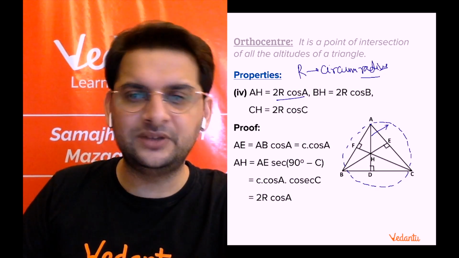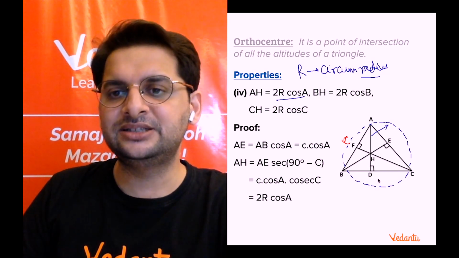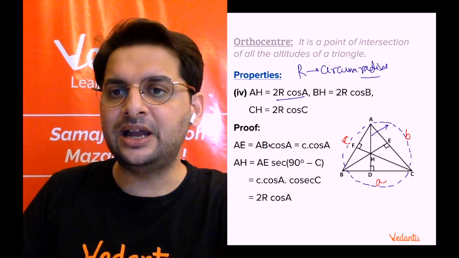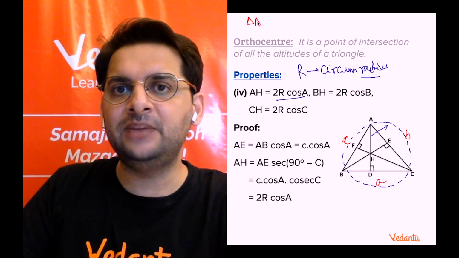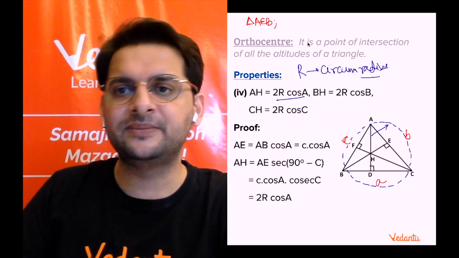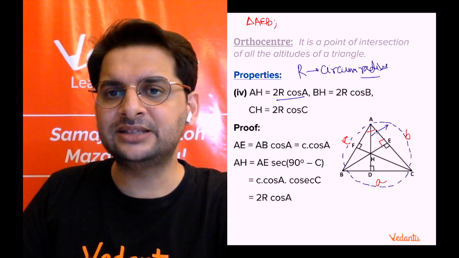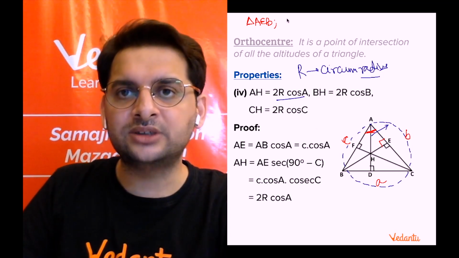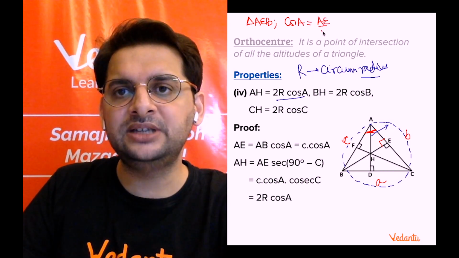Now, how do we prove this? Let us take the standard notation: C, this would be A and this would be B. Now, if we consider triangle AEB, we are applying a bit of trigonometry here. AEB is a right angle triangle, right? And this is angle A. So can I say cos A will be AE upon C?